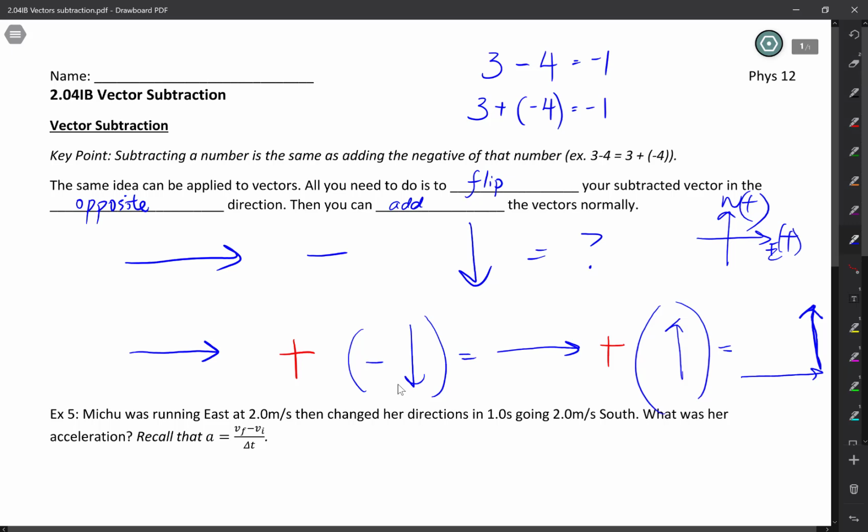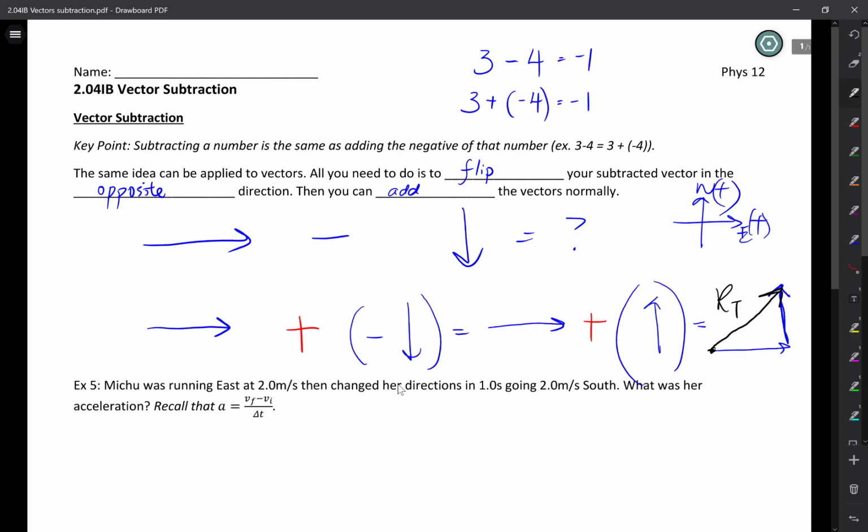Adding vectors tip to tail, which means my resultant vector is from the beginning of my arrows to the end of my arrows. This is my resultant vector. Okay? So that's the idea of subtracting vectors. It is flipping my second vector that I'm subtracting. Instead of subtracting it, I'm going to add that vector in the opposite direction and add the vectors normally.